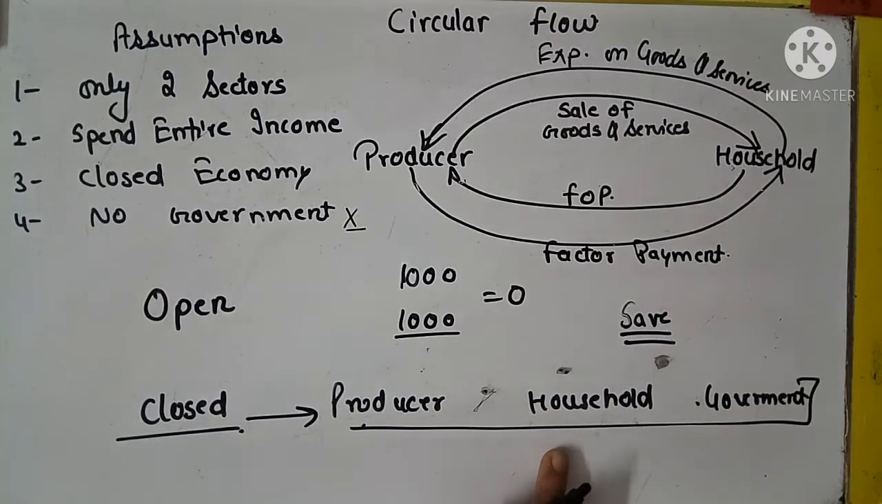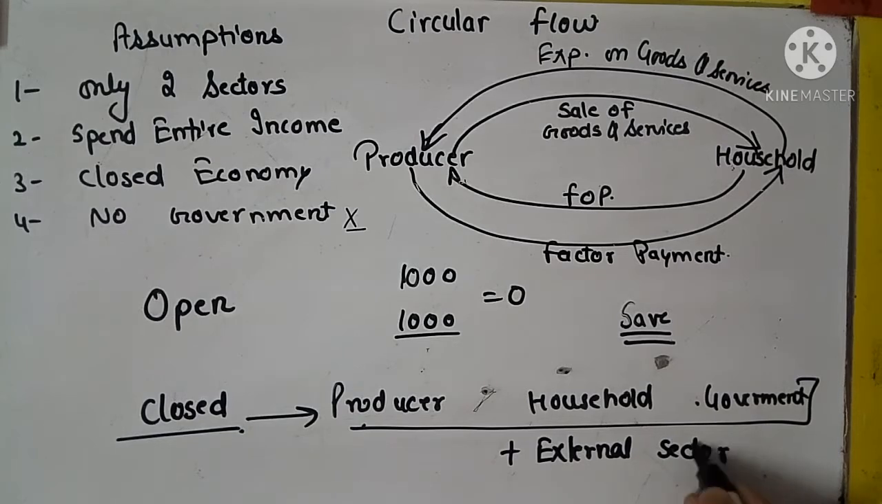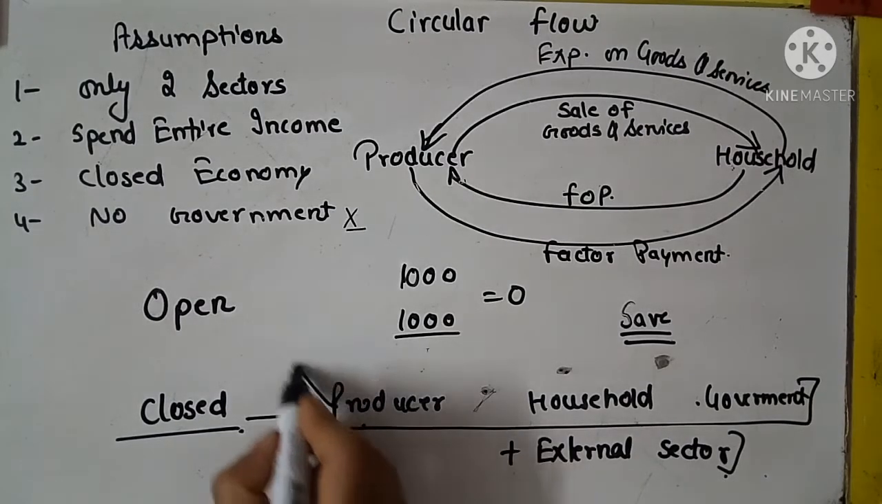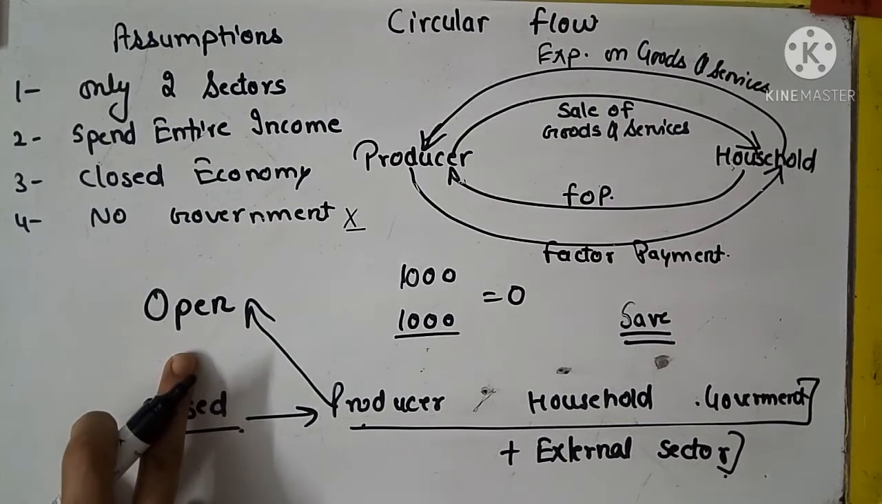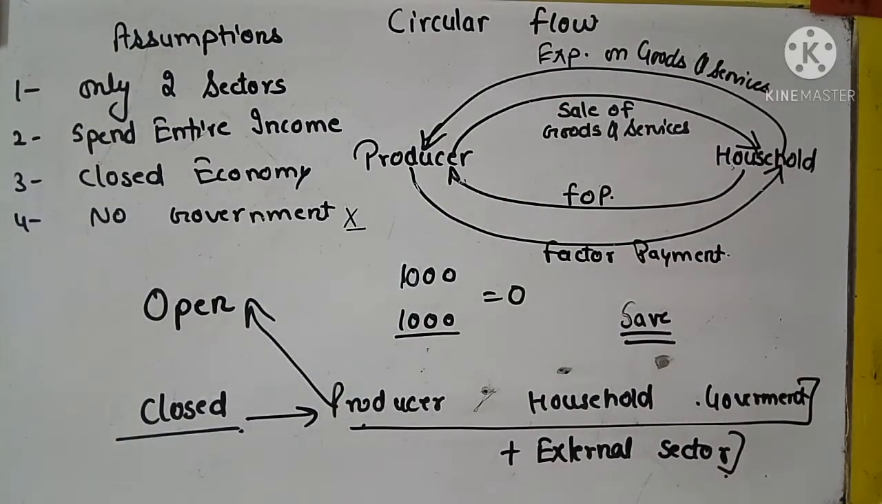But in addition to these sectors, if we are going to discuss the external sector also, meaning four sectors are there, then that economy will be known as an open economy. Now we are dealing with outside the country, not within the country. If we are dealing within the country, that is known as a closed economy. In the circular flow of income, we will assume a closed economy and no government sector.